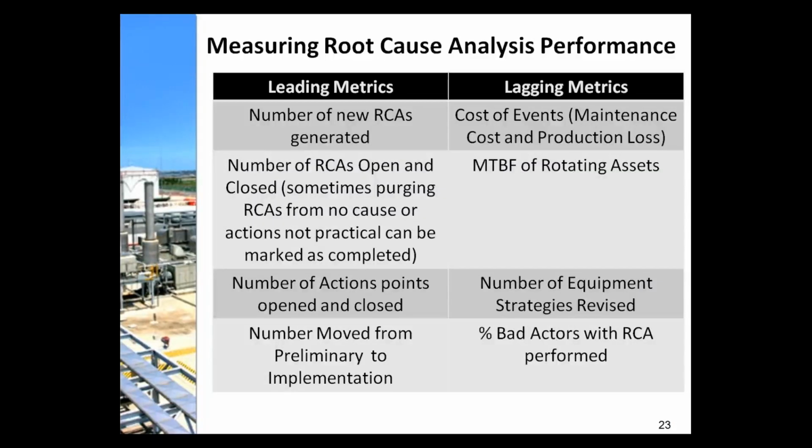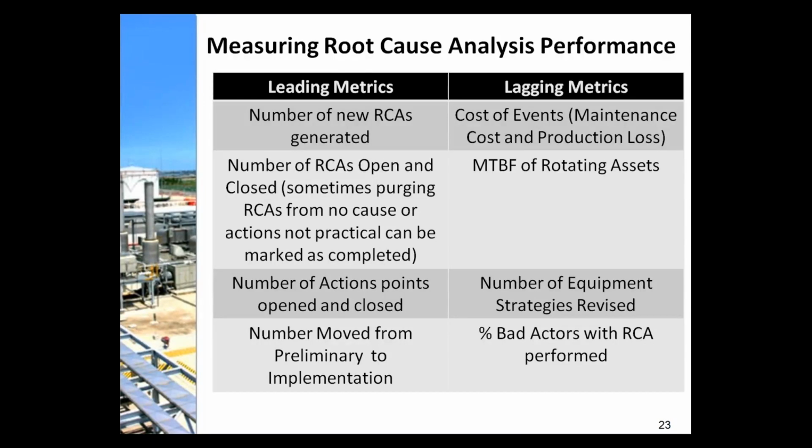So what kind of metrics would you use for a root cause system? Of course, let me make sure that we understand the difference between leading and lagging metrics. Leading metrics measure the activities of a system. Lagging metrics measure the result of the system. So for a root cause analysis, you might want to measure the number of new RCAs, the number of root cause analyses that are open and closed, the number of action points that are open and closed, and the number that are moved from preliminary to implementation.